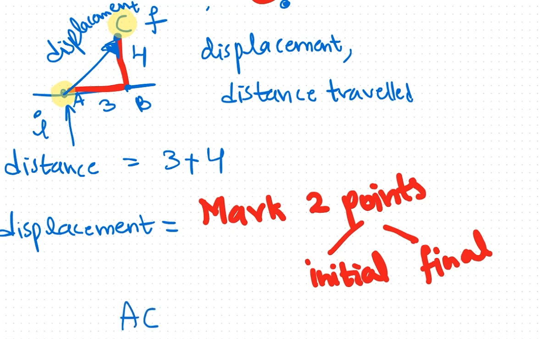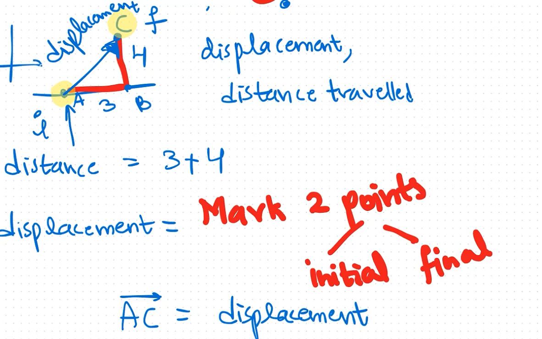So AC is the displacement vector. How much is the AC magnitude? Can you guess? 5. Simple, right? 3, 4, 5 triangle. So this is 90 degrees, because north, south, east, west, there are 90 degrees, 90 degrees.